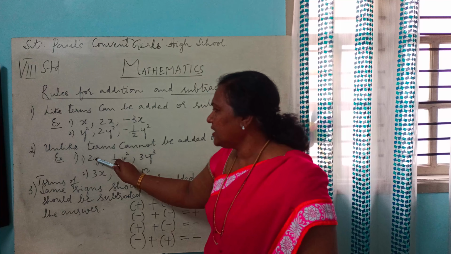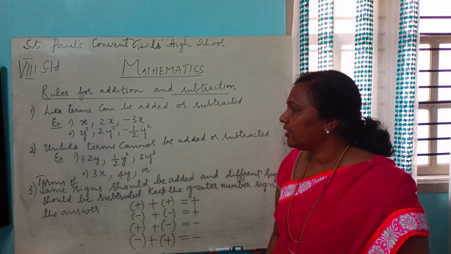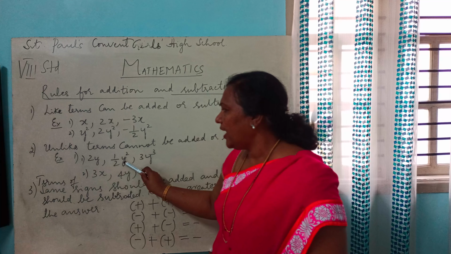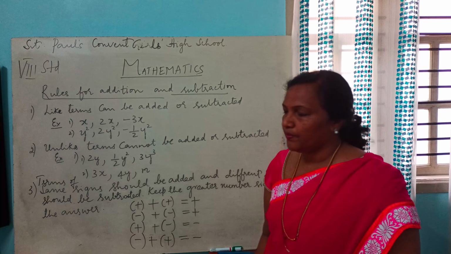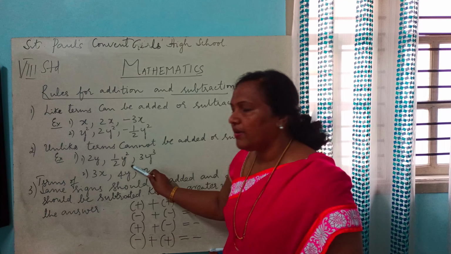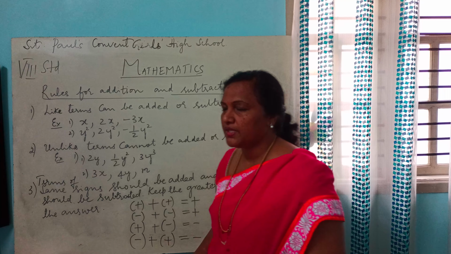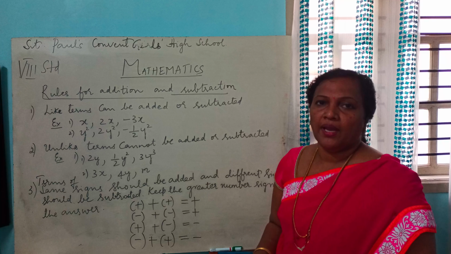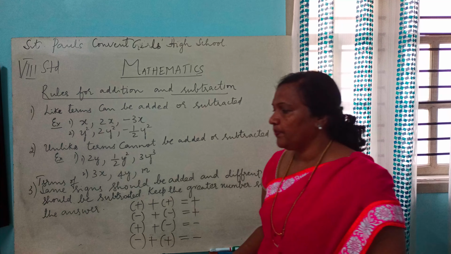See, these terms are called unlike terms. Why do you call these unlike terms? Because no doubt they have the same variable, but the powers are different. Here the variables are different but the powers are the same. So these are called unlike terms. You should always keep in mind that like terms can be added or subtracted.